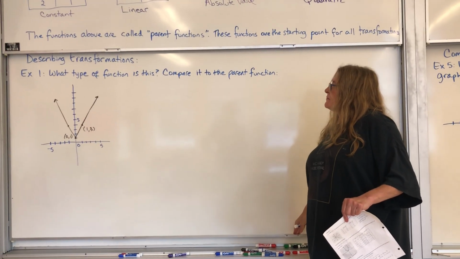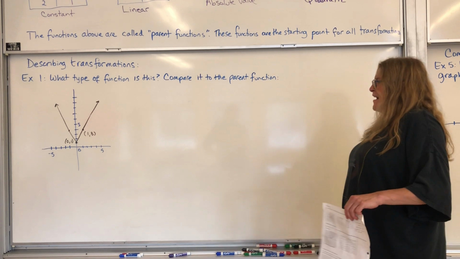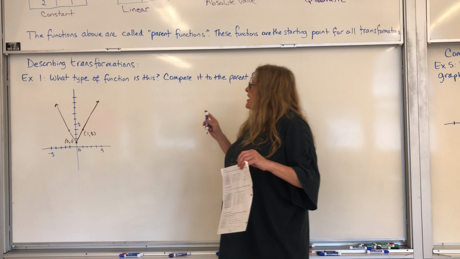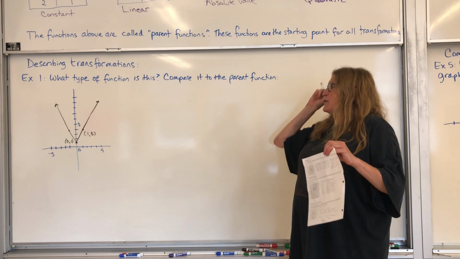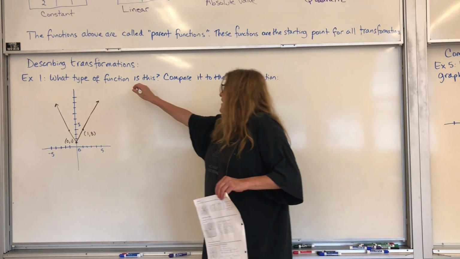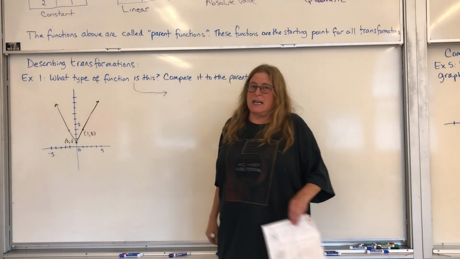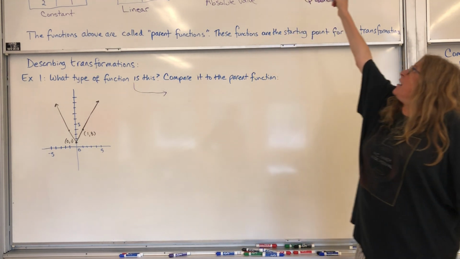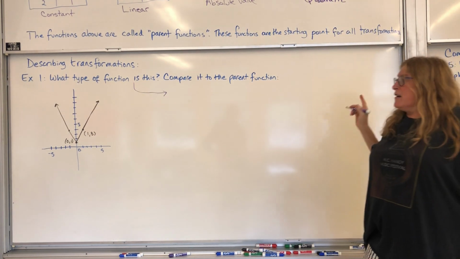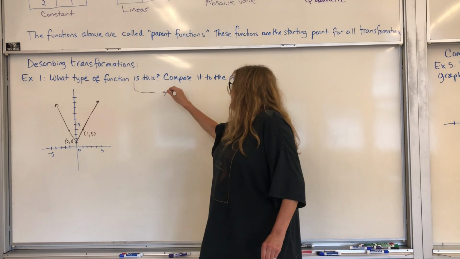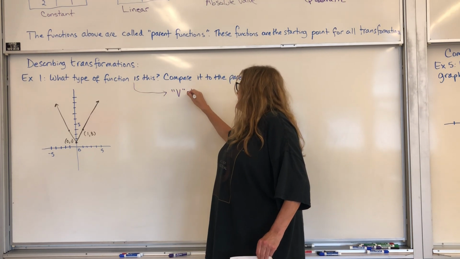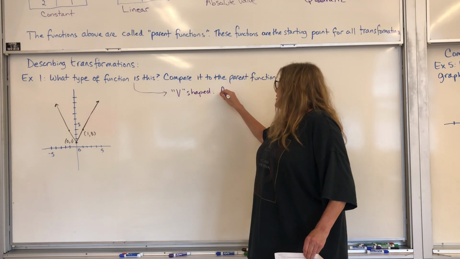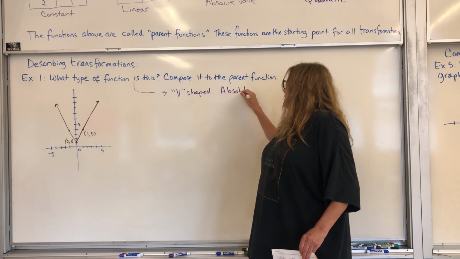Okay, so if I have a graph, and someone says, describe the transformations, the first thing I want to do is identify what family it is in. Is it constant, linear, absolute value, or quadratic? Well, I can tell by the shape here, it's V-shaped. So we know just from looking at it that it's an absolute value function.